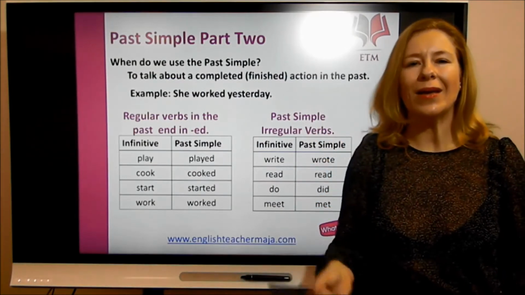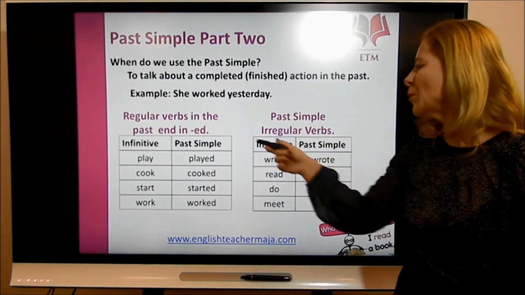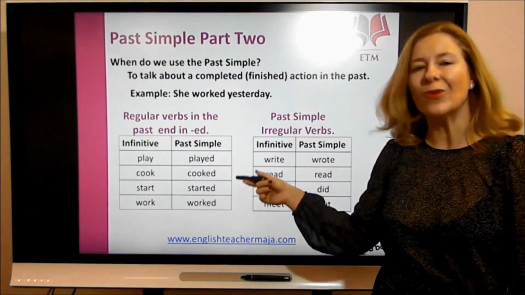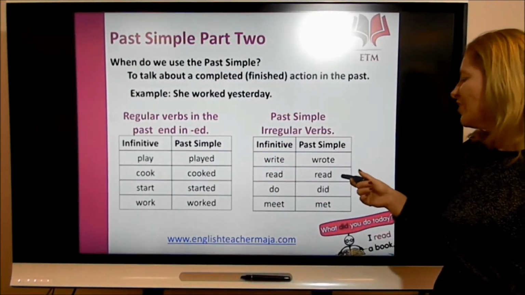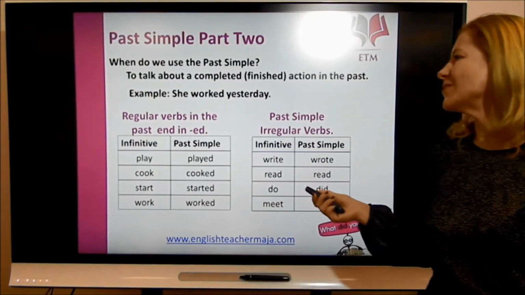You know that to make a positive sentence in the past simple, we use these forms. So played, cooked, started, worked, wrote, read, did, met. We use these forms to make positive sentences, okay?